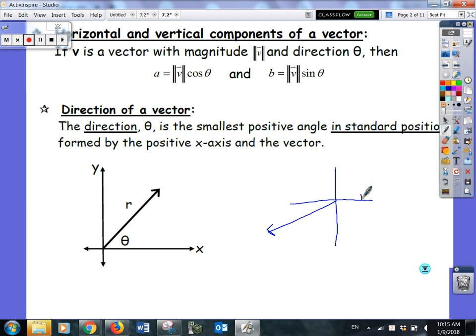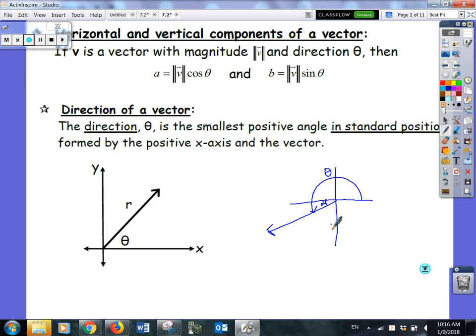Standard position starts at the x-axis and goes all the way to the vector. So that would be your theta. This right here would be your alpha, which is your reference angle, so you could use that to help find what your direction is. But no matter what quadrant you're in, standard position all the way to that angle is direction. And that's what you need to use when you're using these formulas. If you use that when using those formulas, you'll get the correct sign.